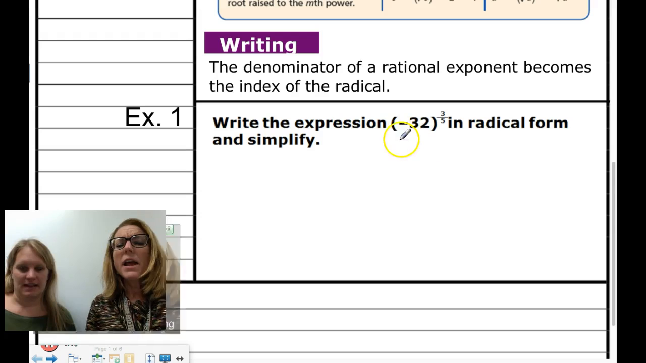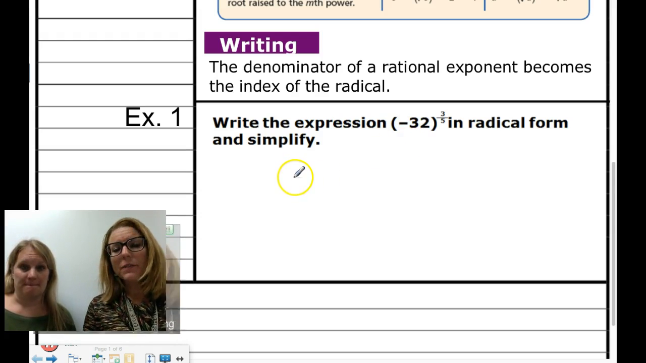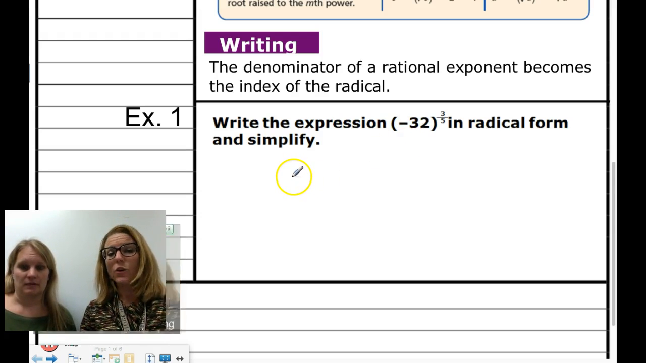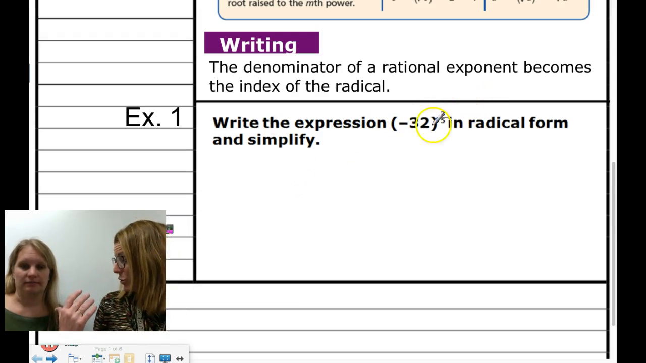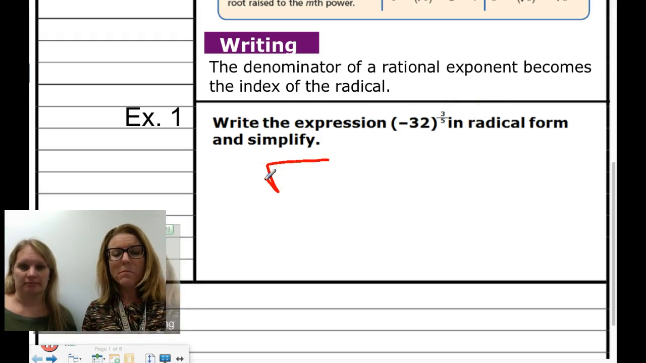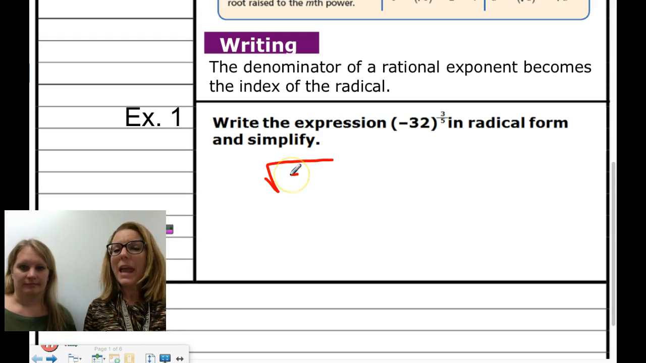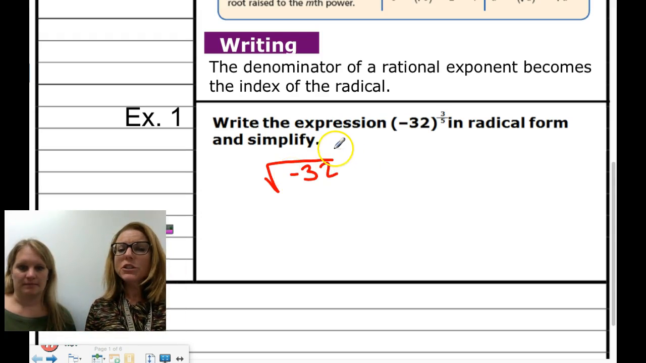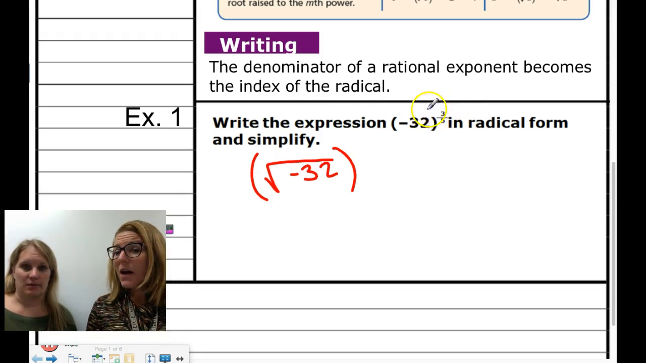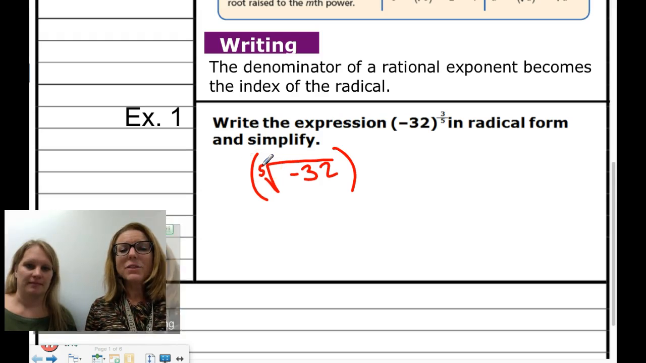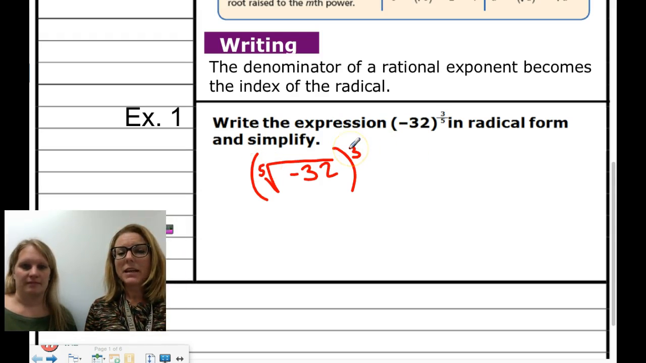We're going to write the expression negative 32 to the 3/5 in radical form. So she's going to do a radical. Underneath, the radicand is negative 32. And now she's going to put parentheses around everything. We know the index is a 5. Remember, the denominator is the index, a 5, and the 3 goes on the outside. That's the exponent.